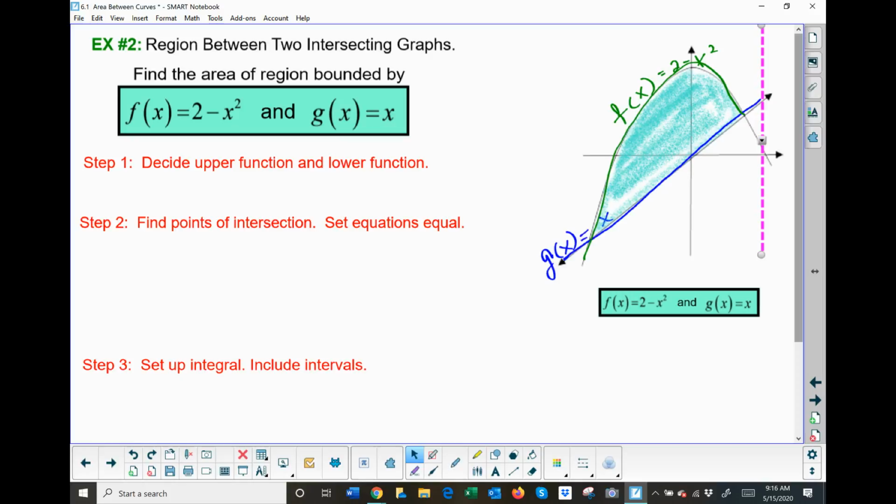So decide your upper function, decide your lower function. I think we've already picked that out. f of x equals my upper function, and g of x is the lower function.